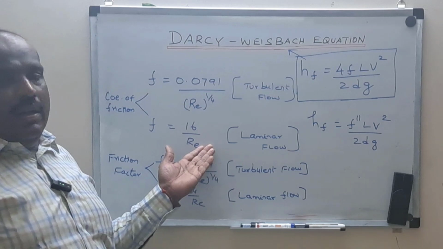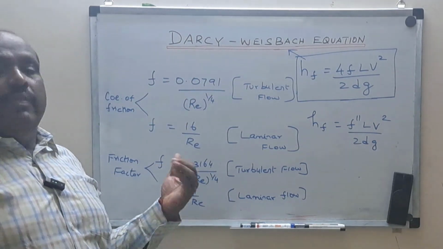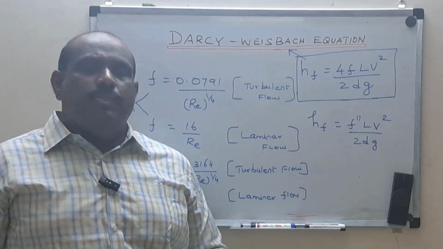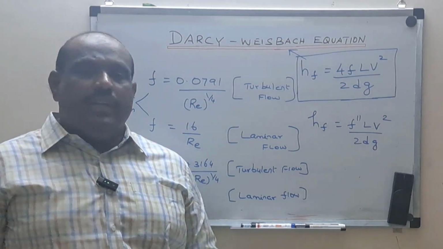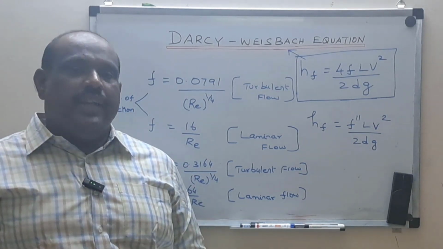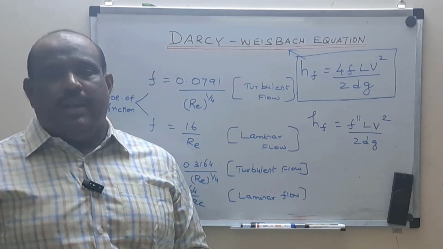For laminar, use this formula. For turbulent, use this formula. When the coefficient of friction is given, and when the friction factor is given, you try to utilize the corresponding formula. Both are the same. The main aim of the Darcy Weisbach equation is to determine the loss of head due to friction, when the flow is either laminar or turbulent.